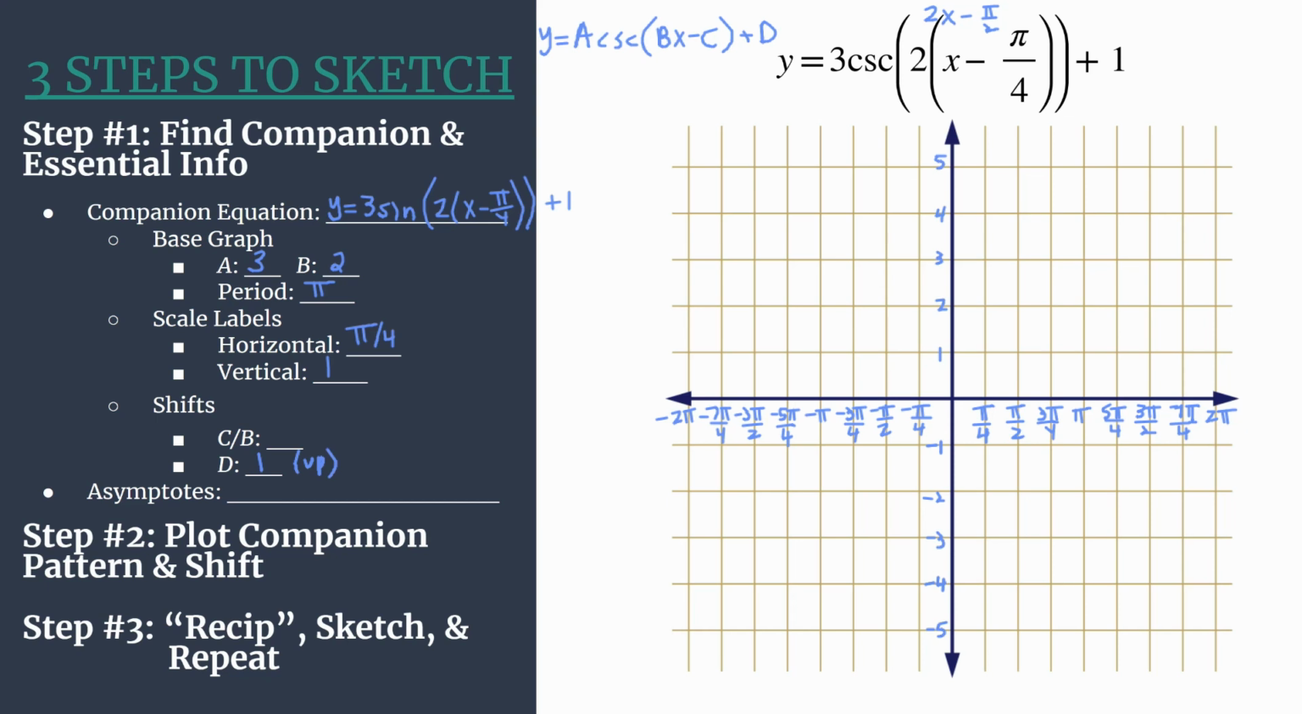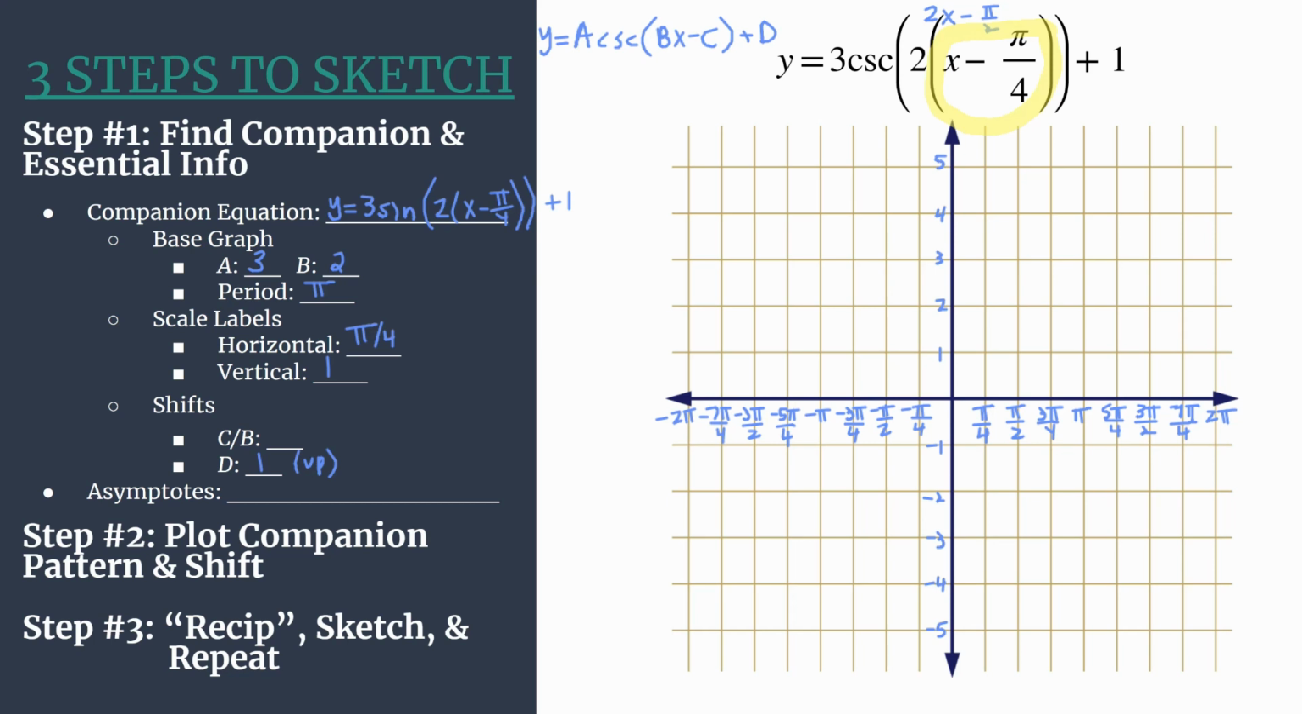Now C over B. We want to make sure we have a minus sign in our particular equation. We do. Sometimes, if you see a plus, that's actually minus a negative, so that can trip some people up. But when we have this factored out form of the equation, let's look back over to our original equation. That right there, we can just zero in on the inner parentheses, and we know that our phase shift will be right pi over 4.